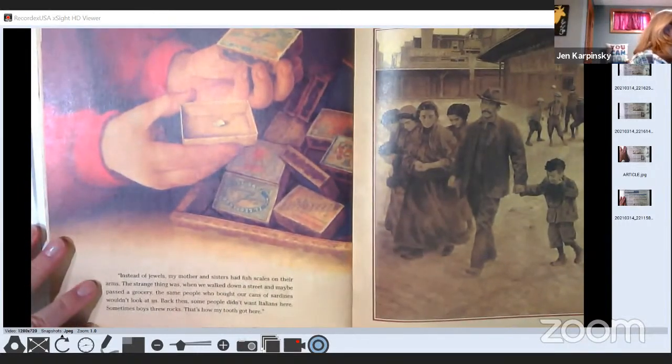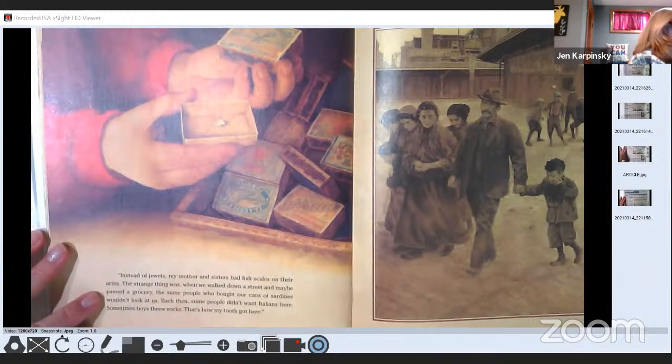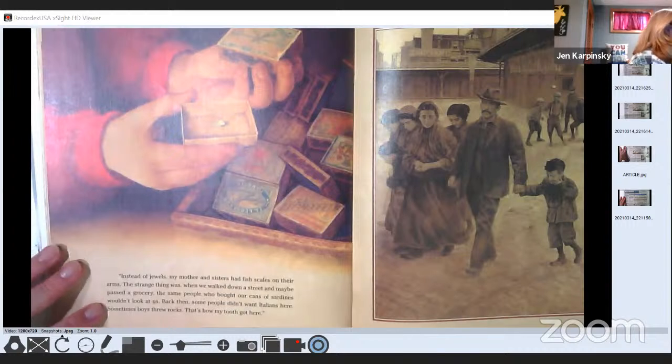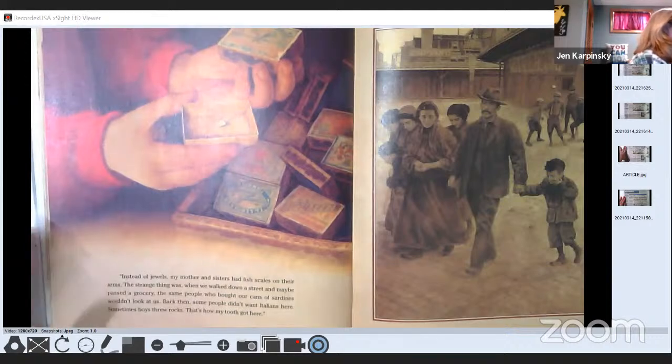Instead of jewels, my mother and sisters had fish scales on their arms. The strange thing was, when we walked down the street or maybe past a grocery, the same people who bought our cans of sardines wouldn't look at us. Back then, some people didn't want Italians here. Sometimes boys threw rocks. That's how my tooth got in here.